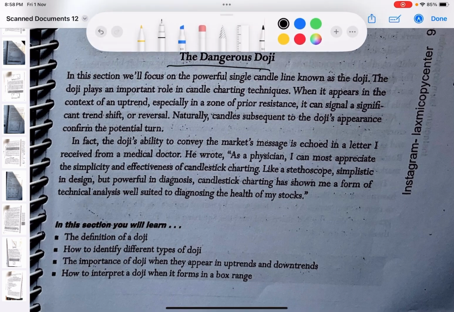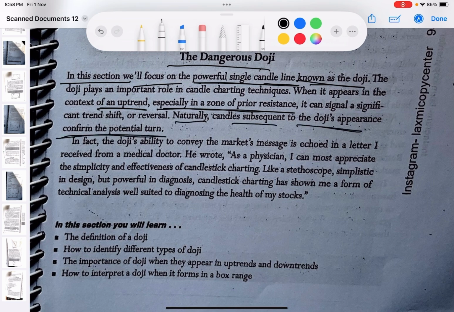Okay, now let's talk about the dangerous doji. In this section, we'll focus on the powerful single candle line known as doji. Doji means indecision, okay? The doji plays an important role in candle charting techniques. When it appears in the context of an uptrend, especially in a zone of prior resistance, it can signal that a significant trend shift or a reversal might happen. Naturally, candles subsequent to the doji's appearance confirm the potential turn.